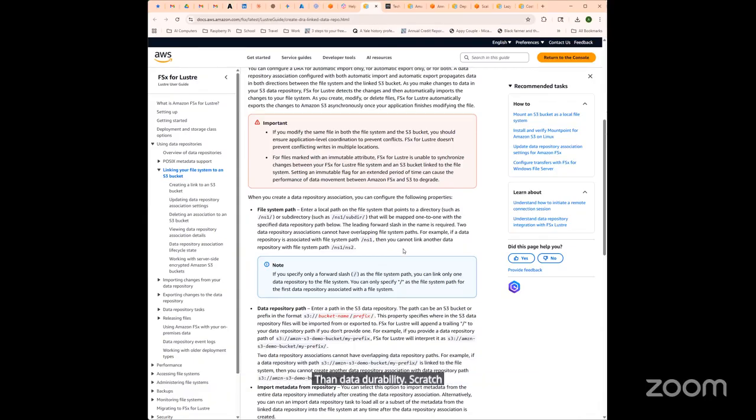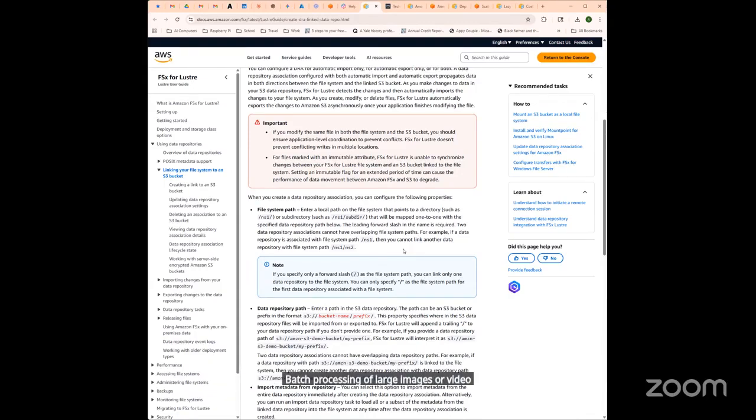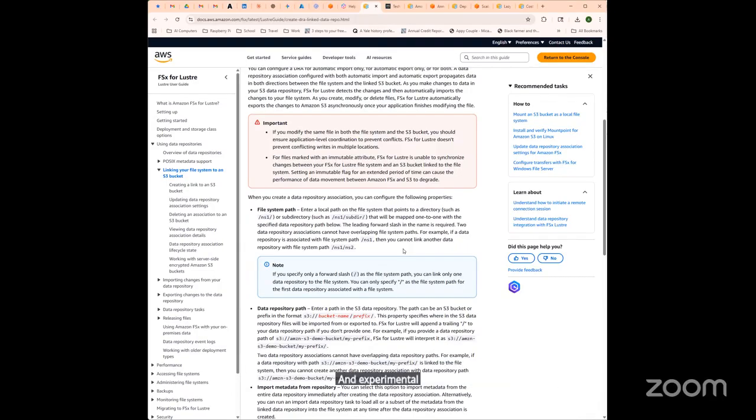Scratch file systems excel in machine learning scenarios like distributed training of deep neural networks, where training data can be reloaded from S3 if necessary. Batch processing of large images or video datasets, where intermediate results can be discarded. And experimental model development, where rapid iteration is more important than data persistence.